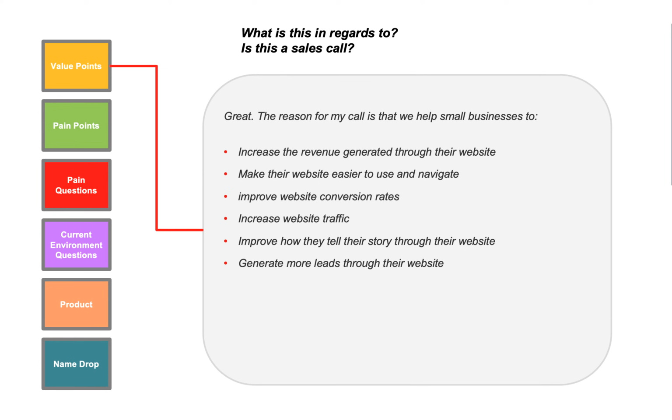Meaning, this is an objection response that I'm showing you right here. But if you learn not this response to this objection, but if you learn, because you already know your value points, because your value points are in your email, they're in your voicemail, they're in your call script. So if you already know your value points, what you need to remember here is the mapping. And the mapping is when they say, what's this in regards to, I don't need to remember this response. I need to remember, I respond with my value points.